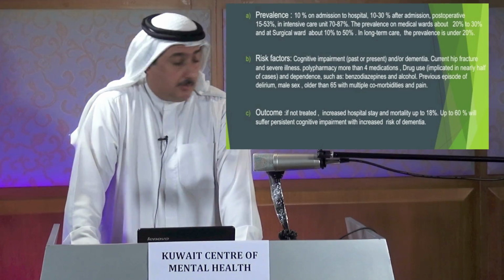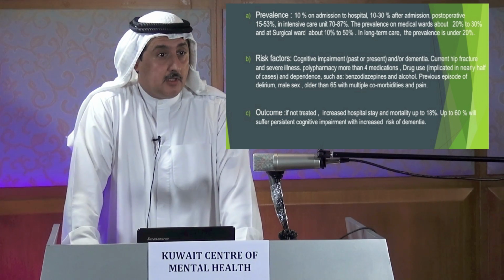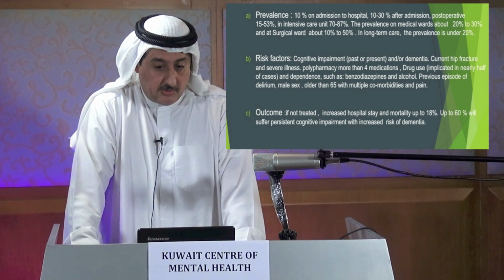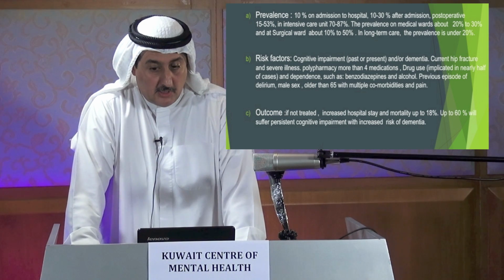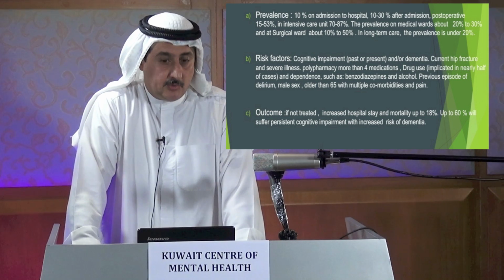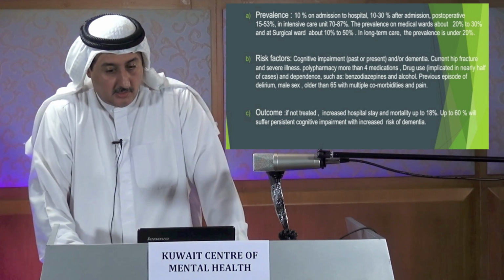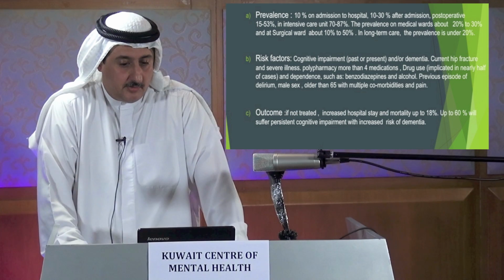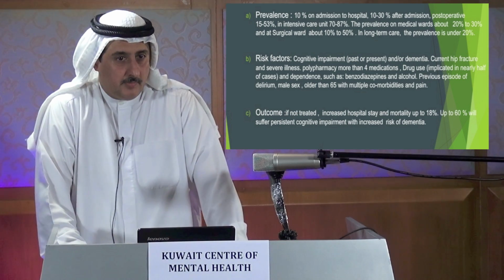The prevalence is about 10% on admission to hospital. After admission, it will increase from 10 to 30%, post-operative up to 53%, and intensive care unit, which can be high, 87%. The prevalence on medical wards is about 20 to 30%, and the surgical ward up to 50%. In long-term care, the prevalence is under 20%. Risk factors.